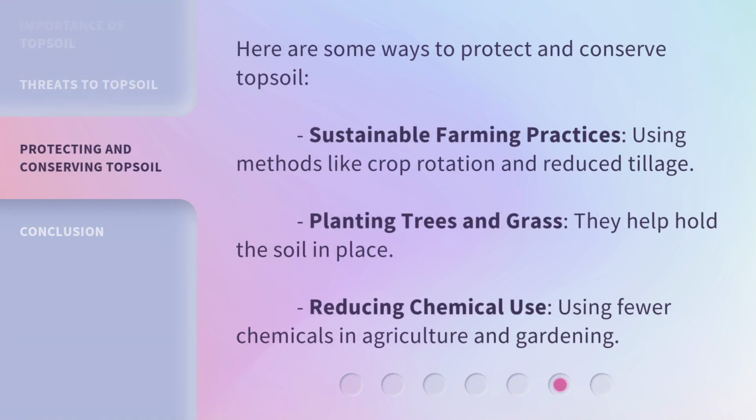Here are some ways to protect and conserve topsoil. Sustainable farming practices: using methods like crop rotation and reduced tillage. Planting trees and grass: they help hold the soil in place. Reducing chemical use: using fewer chemicals in agriculture and gardening.